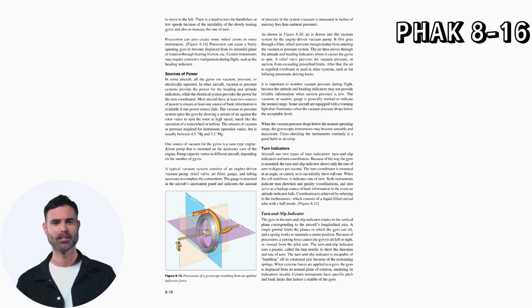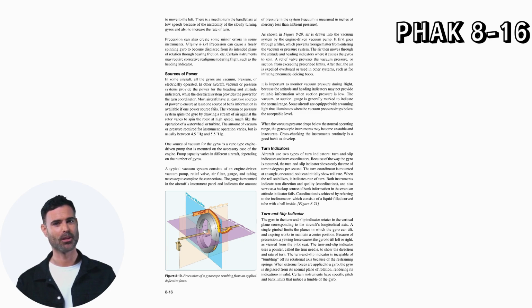Most aircraft have at least two sources of power to ensure at least one source of bank information is available if one power source fails. The vacuum or pressure system spins the gyro by drawing a stream of air against the rotor vanes to spin the rotor at high speed, much like the operation of a water wheel or turbine.